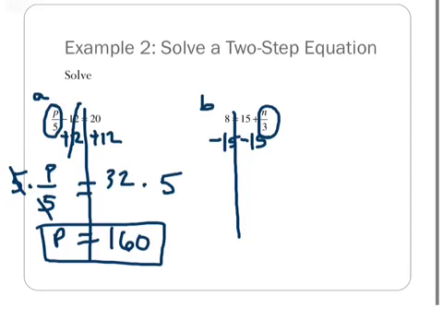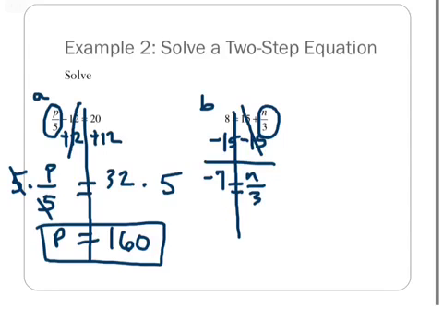A way of looking at subtracting 15 is adding a negative 15. So I'm adding negative 15 to both sides. When I do that on the left side, I'm left with a negative 7. And on the right side, I'm left with n over 3. So n over 3 is equal to negative 7.